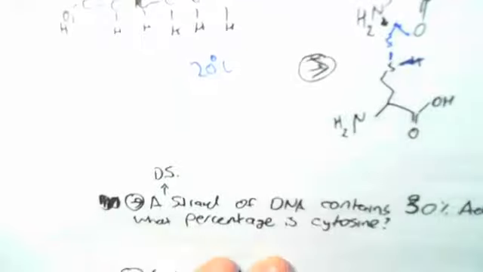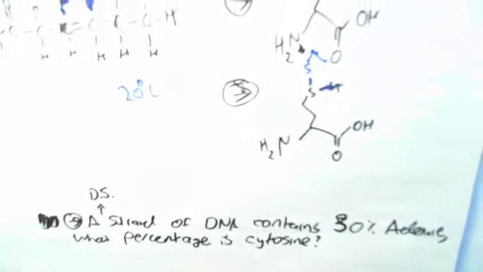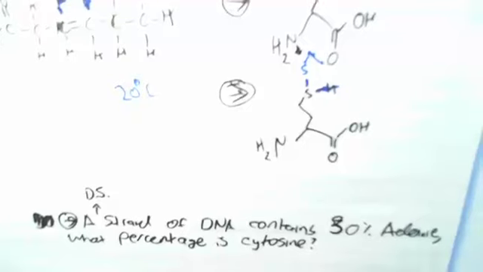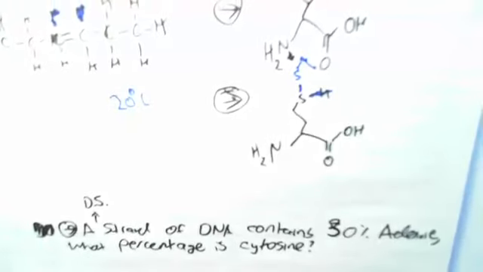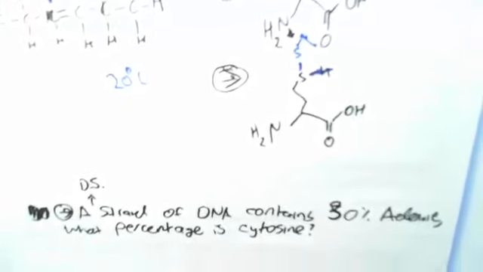So just a couple more questions. A double-stranded strand of DNA contains 30% adenine residues. So out of all its residues, 30% are adenine or A residues. The question is, what percentage are cytosine residues?